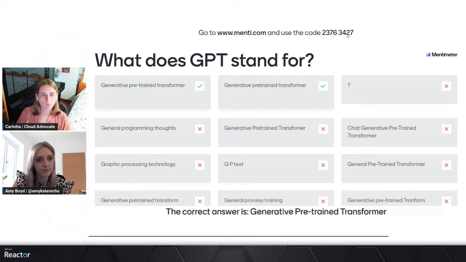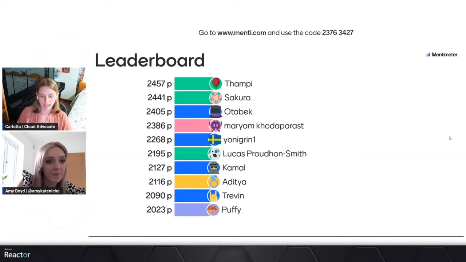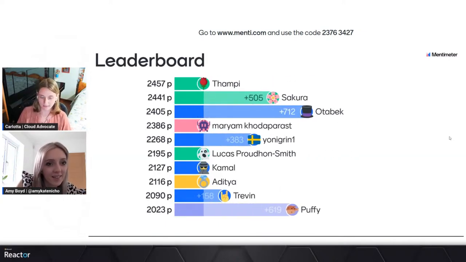The GPT model was developed by OpenAI and is based on an architecture called the transformer architecture. That's why we used GPT transformer in the acronym. And we'll be dealing with all of these during the session. So I think we have just one thing to reveal now, the final leaderboard and the winner, of course.